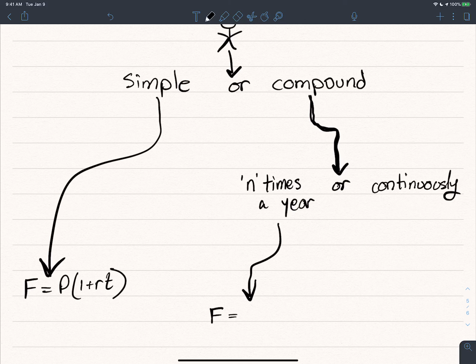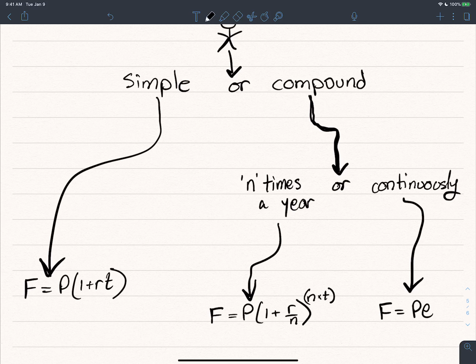We get this formula: F equals P times (1 plus R over N) to the N times T. And I'm going to put that in parentheses. And if it's compounded continuously, then we get this: F equals P times E to the R times T. And I'll also put that in parentheses. So now you have 3 different tools in your tool belt. And now you have an idea of how you can figure out which tool to access.